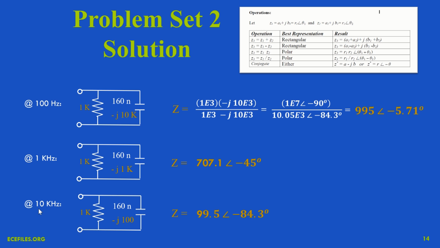Now up at 10 kilohertz, where the capacitive impedance has fallen to minus j100 ohms, this is now the small guy, so that one should win in a parallel combination. And in fact, it does. The result is 99.5, which is like 100, at an angle of negative 84, which is like negative 90 degrees. So 100, negative 90 degrees, that's just what the capacitor is.